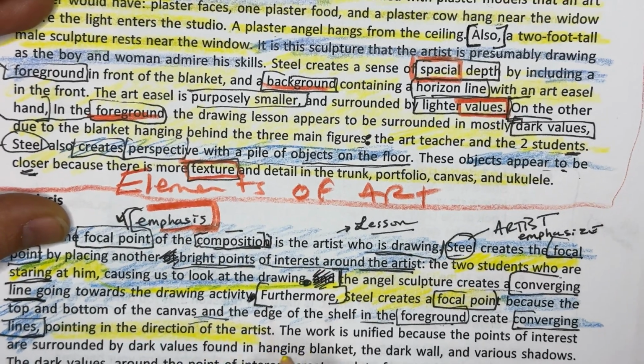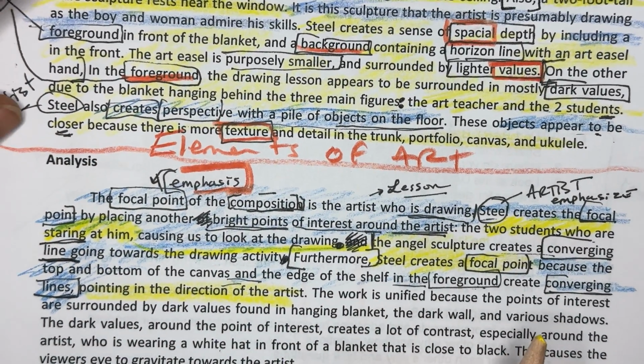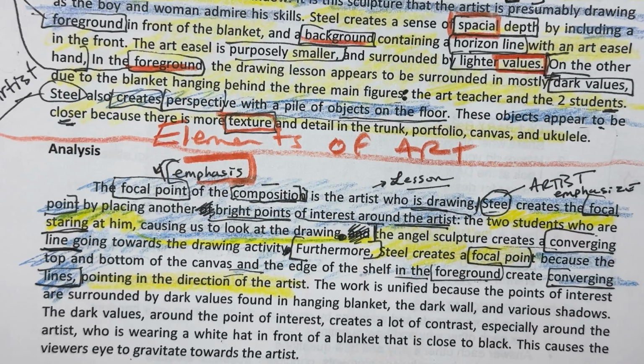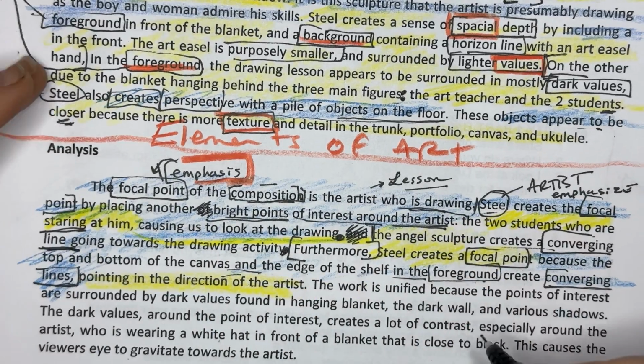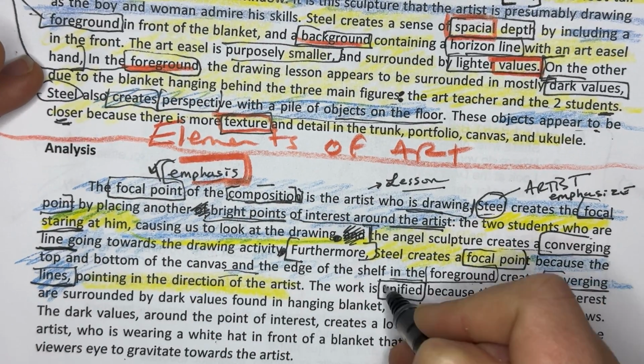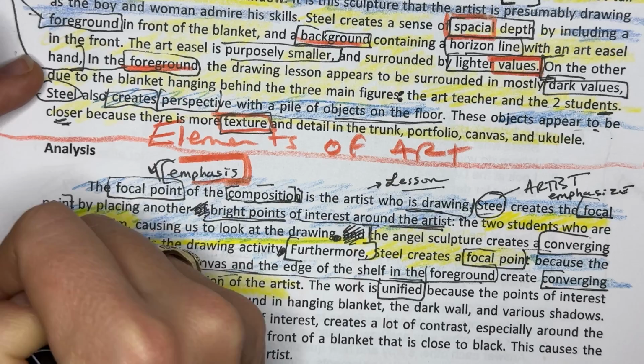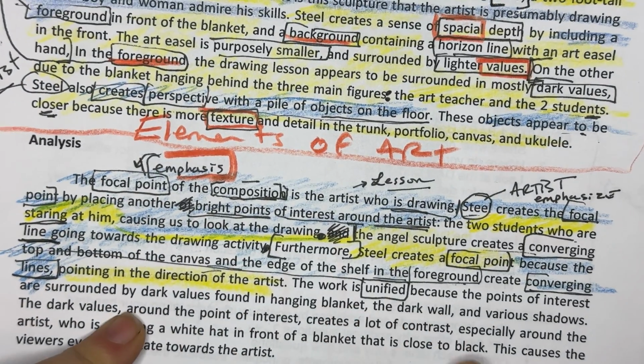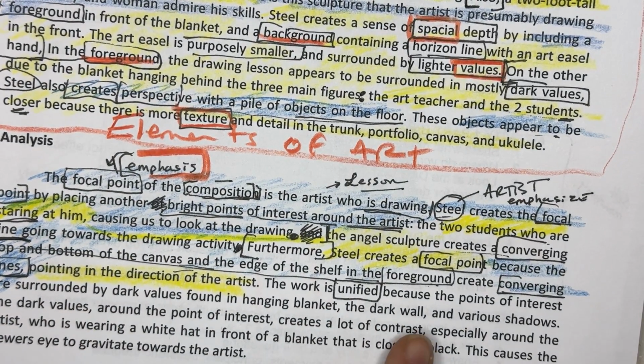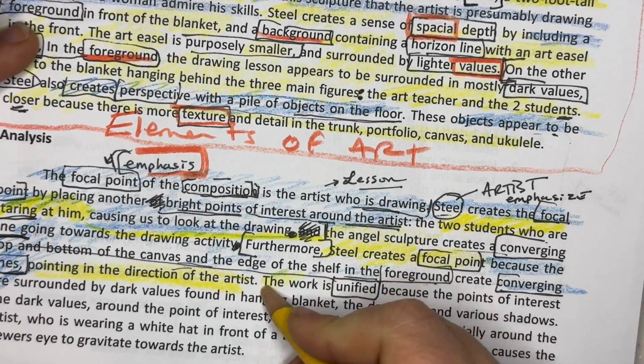I mean, it's a fact that it goes in the direction of the artist. The work is unified. Okay, new principle of design. So you talk about where the eye goes first. Why is it all together? Why is it one? So the artist is unified. The work is unified because... so it's a fact that it's unified, I would say.